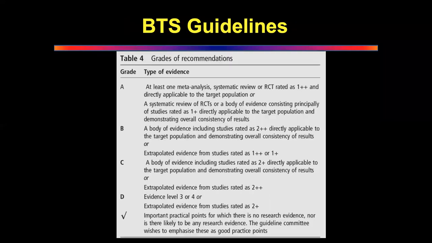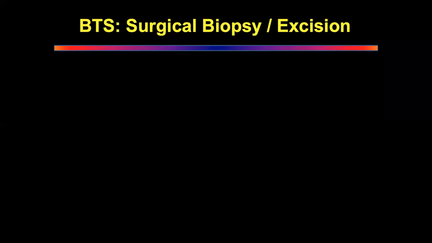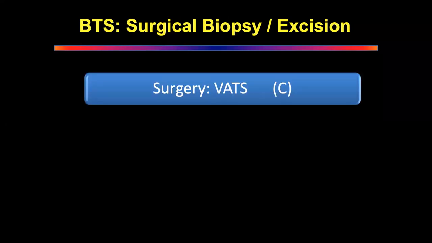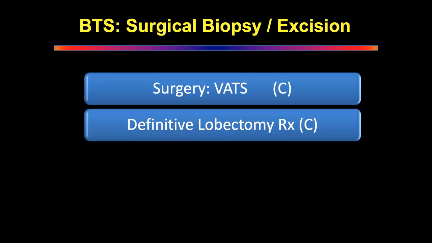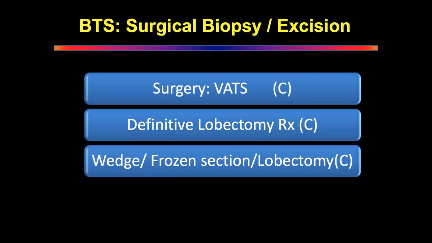A little bit about the BTS guidelines, just know a few things. I'll just get important points out of the BTS guidance. Surgery should be VATS and the treatment is lobectomy. Okay, that is what is said. There is some new evidence coming up with segmentectomy, but at this stage, the guidelines are still talking about lobectomy. Okay, and if you don't have a pre-op histology, then on table you can do a wedge frozen section, and if it turns out to be a cancer, you can do lobectomy.